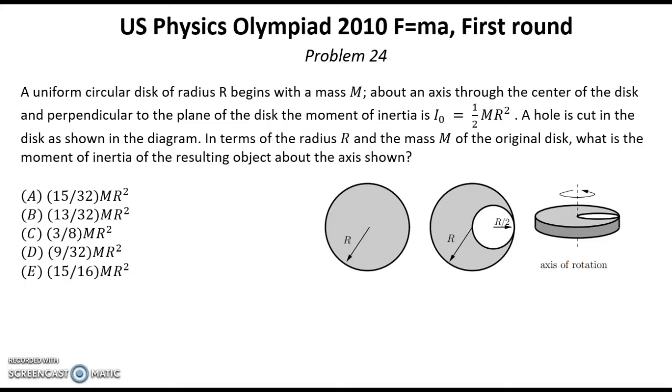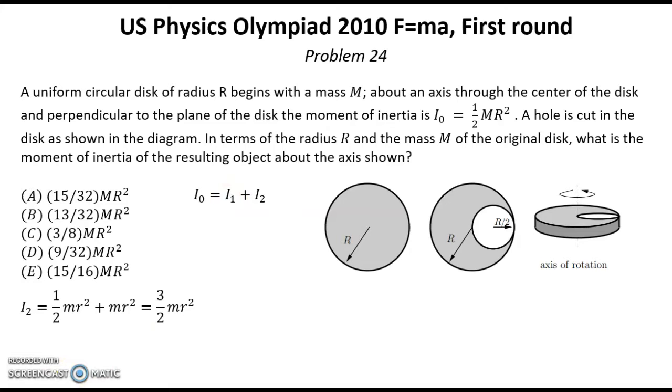Solution. First we can represent the moment of inertia of the whole disk like this: I0, that's our original moment of inertia, 1/2 Mr². I1 is the part of this disk with the hole, and I2 is the moment of inertia of the cut-out part around the center of the original disk. So now we need to find I2 to find I1.